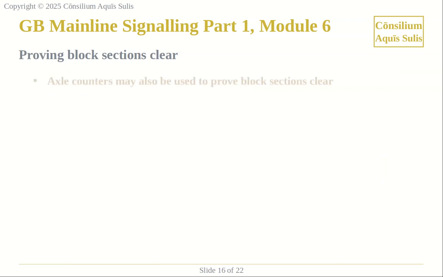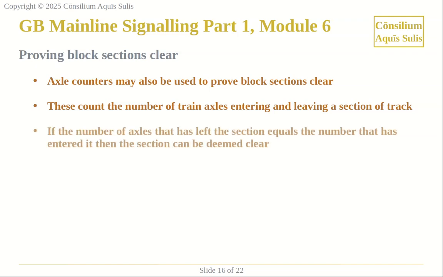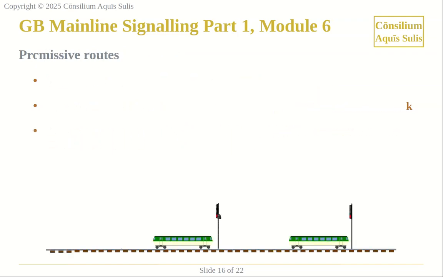Track circuits these days are often replaced by axle counters, which is another means of train detection, which relies on counting the number of axles entering or leaving a section of track. If the number that has left equals the number that entered, then the section can be deemed to be clear.